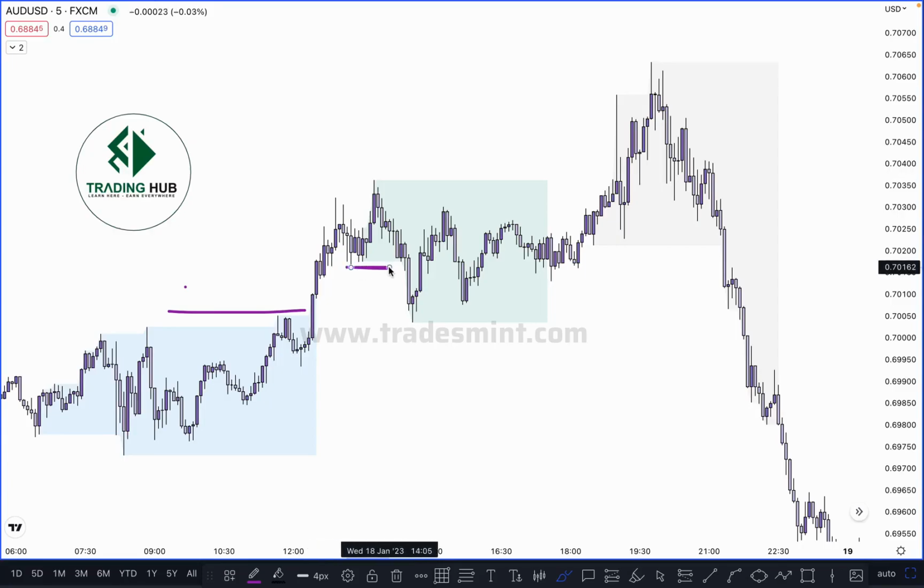After taking out this inducement, simply you can buy based on the single candle order block. And second possible scenario, if market taken out the inducement and tap on any recent order block or order flow, then you can buy here.